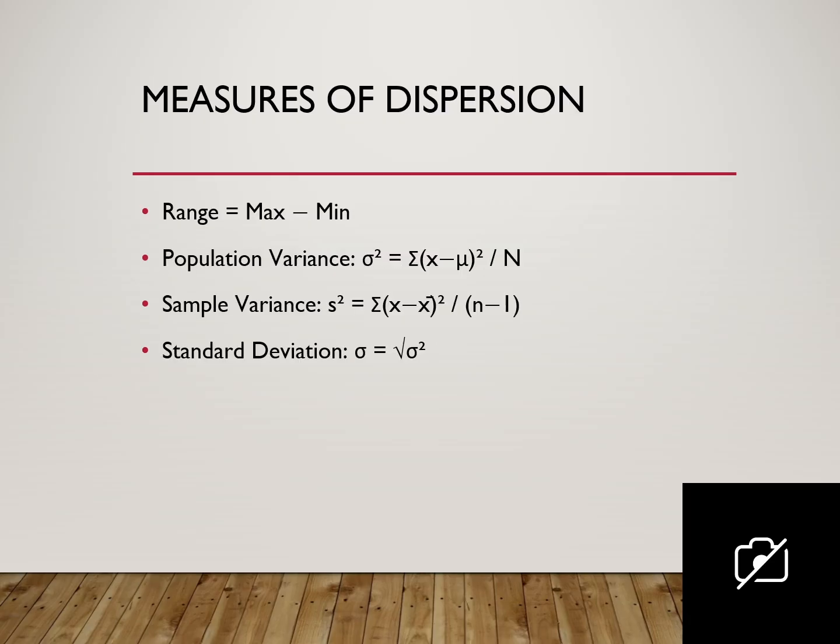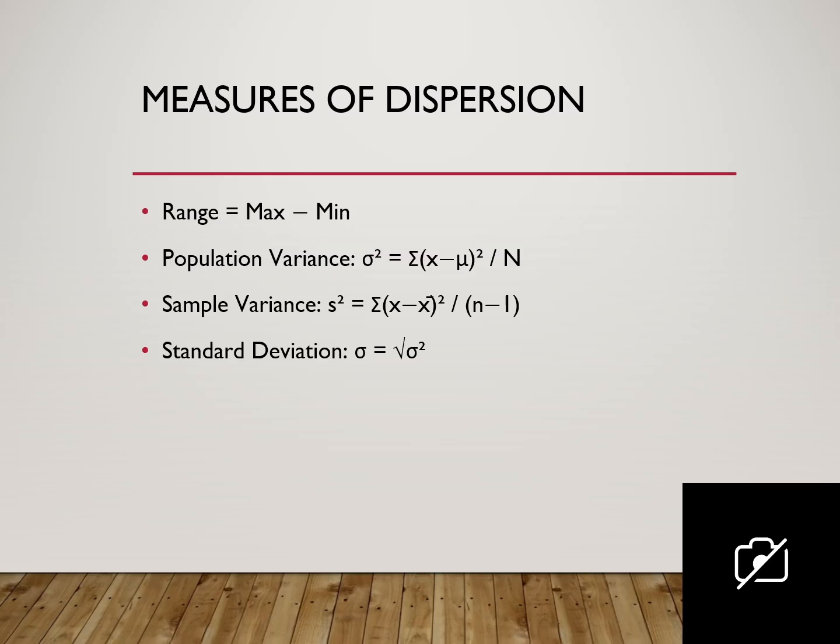Now let's learn measures of dispersion, which tell us how spread out the data values are. The first measure is range. Range equals maximum value minus minimum value. For example, if you're writing an exam for 100 marks, the lowest mark is 0 and the highest mark that you can score is 100. Hence, the range is from 0 to 100, which means the range is equal to 100 minus 0.